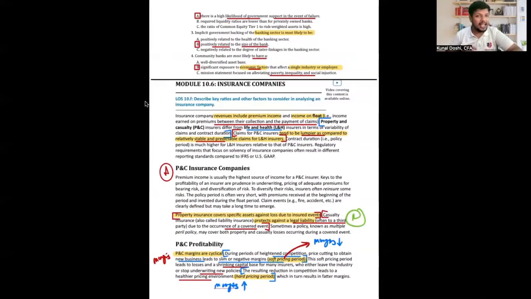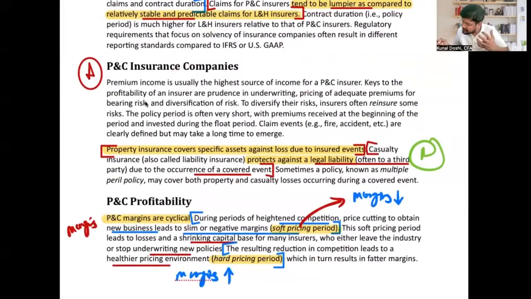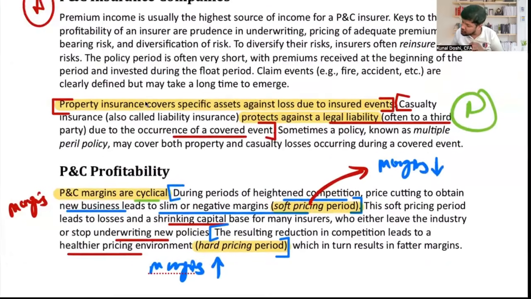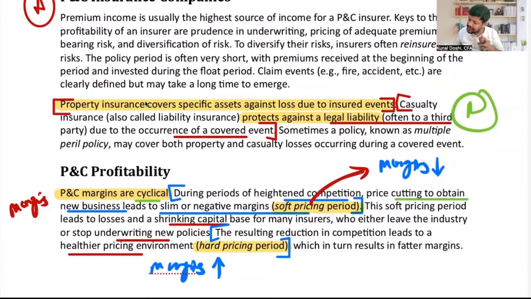Property and casualty insurances are relatively riskier. So in this case, what did we discuss? Their margins are cyclical, especially there is what we discussed, the soft pricing period. Soft pricing is during higher competition. Price cutting is done to get new business. That is called the soft pricing period. They might operate at negative margins, correct? But the resulting reduction in competition leads to a healthier pricing environment. When the profit margins are higher, that is called the hard pricing period. All right. The business of property and casualty insurance is very volatile.